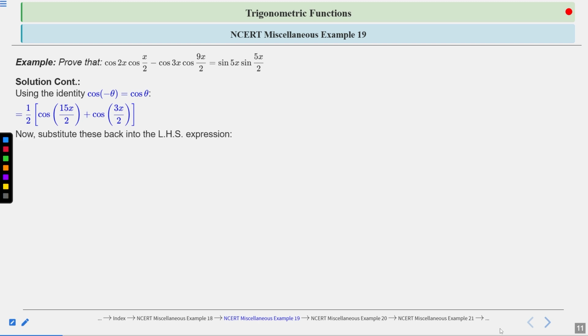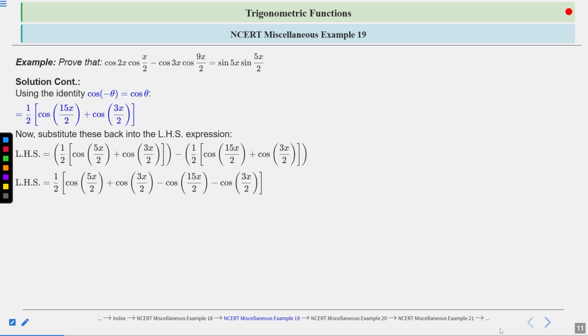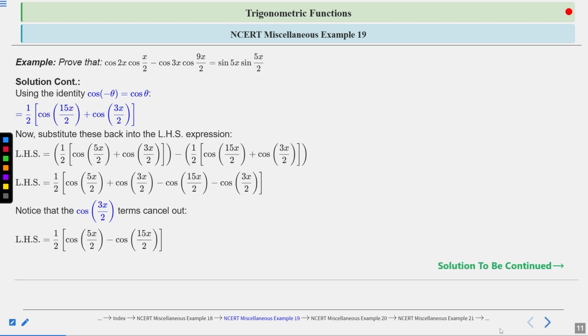Now substitute these back into the LHS expression. LHS is equal to 1 by 2 times cos 5x by 2 plus cos 3x by 2, minus 1 by 2 times cos 15x by 2 plus cos 3x by 2. Now LHS will become 1 by 2 times cos 5x by 2 plus cos 3x by 2 minus cos 15x by 2 minus cos 3x by 2. We can notice that the cos 3x by 2 terms cancel out. So LHS will be equal to 1 by 2 times cos 5x by 2 minus cos 15x by 2.